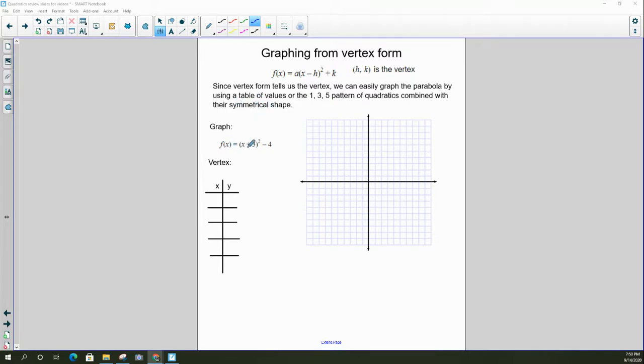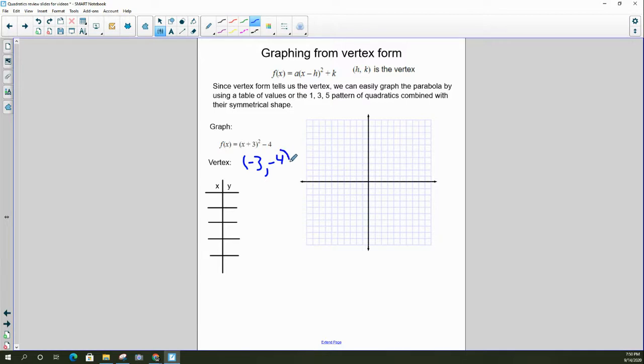So we want to graph f of x equals (x plus 3) squared minus 4. So a is 1, h is negative 3, and k is negative 4. Again, same as with transformations, the h is the opposite of what you see because of the way it's written in the original vertex form. So my vertex is going to be the point (negative 3, negative 4).